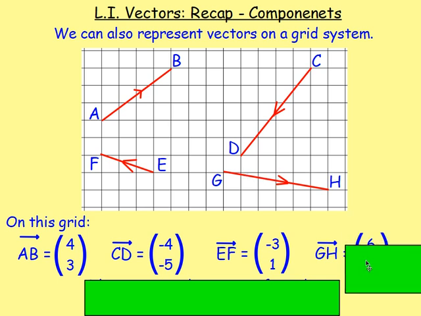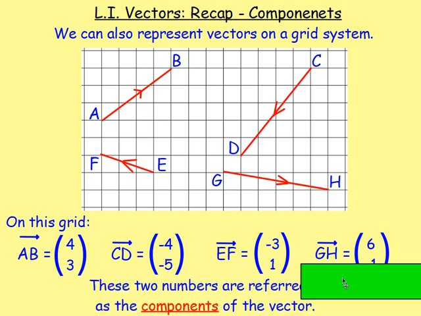So it's going to be 6. And after that, if we come along 6, we've then got to go down 1. So we'd then have negative 1. And this is referred to as the components of the vector. It's the numbers, it's the x and the y that you would have.